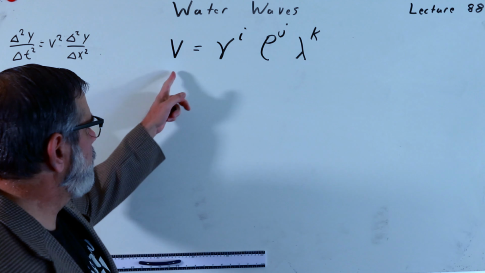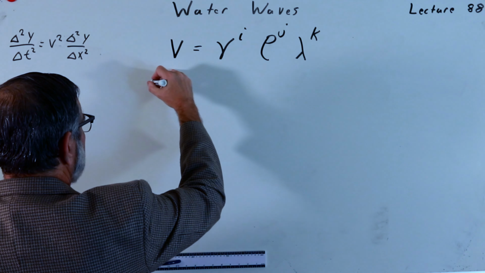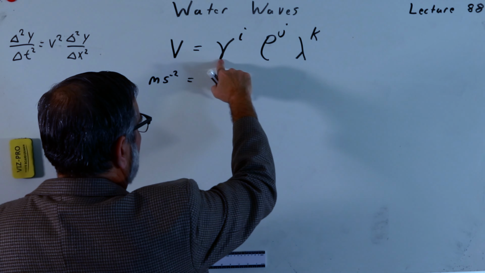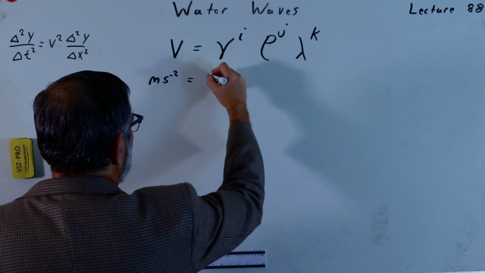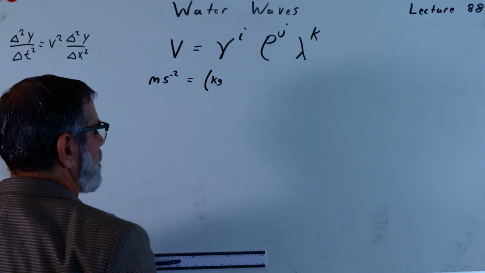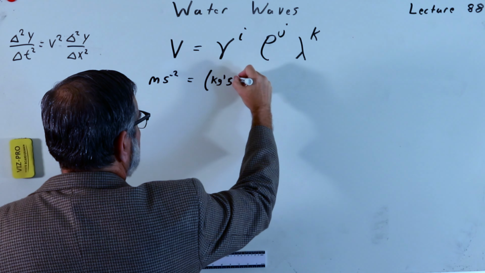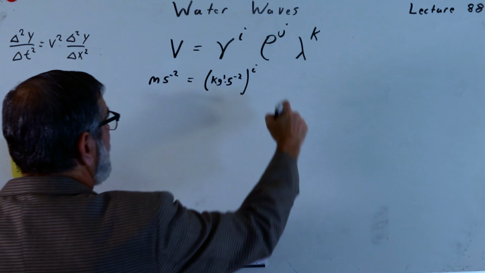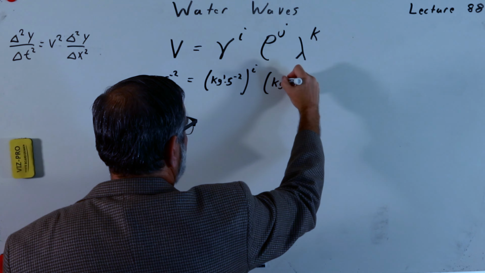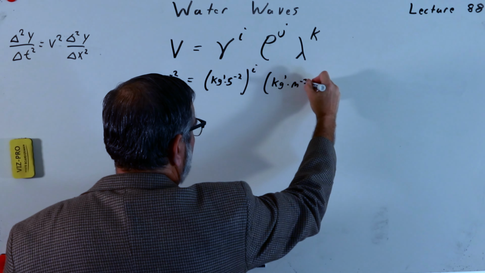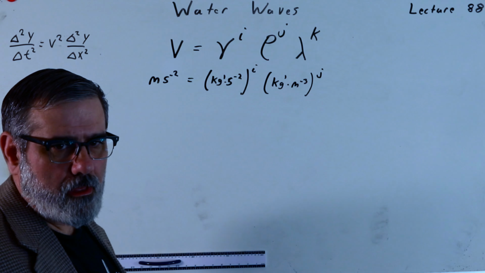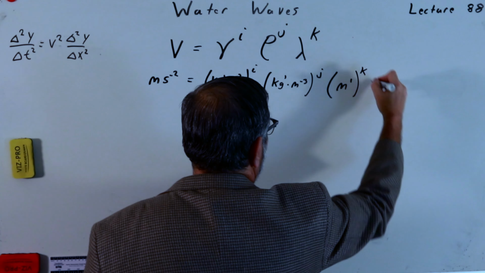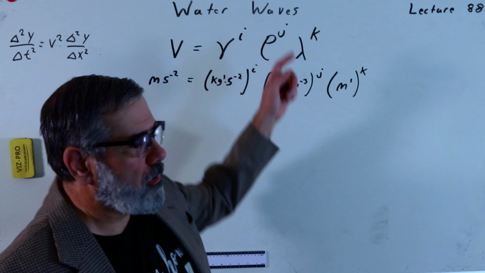Now we're going to write down what are the units of velocity. The units of velocity are meters times seconds to the minus 1. What are the units of surface tension? I had just said it before, that it was equal to kilograms per second squared. So it'll be kilograms to the 1 times seconds to the minus 2, and that'll be raised to the i power. Density has units of kilograms to the 1 times meters to the minus 3, raised to the j power. And wavelength has units of meters to the 1, raised to the k power. So we're trying to determine what are i, j, and k.